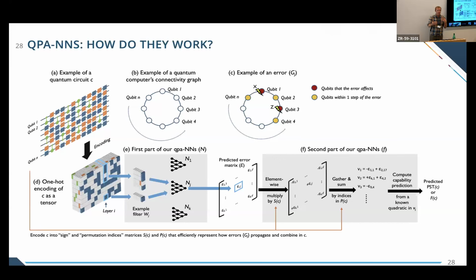So instead of feeding the circuit into a neural network and getting our prediction, now we feed our training data into some trained neural networks. And then those give us error rates that we learn. And then we can take those error rates and do a classical computation for any circuit you give us to make predictions of the success probabilities.